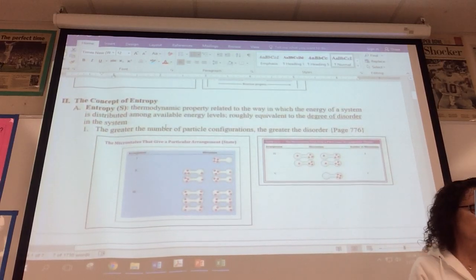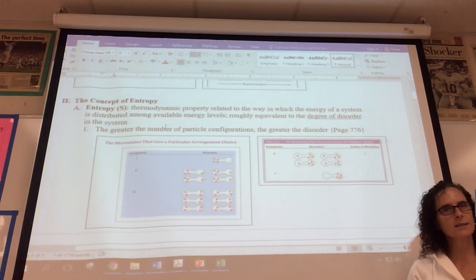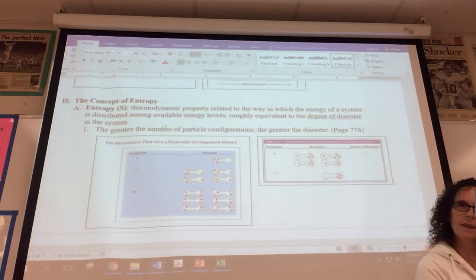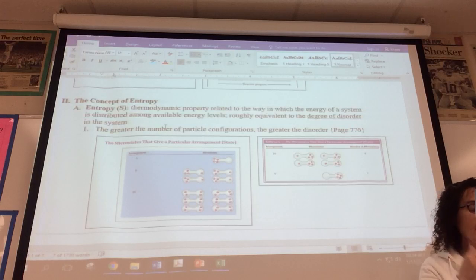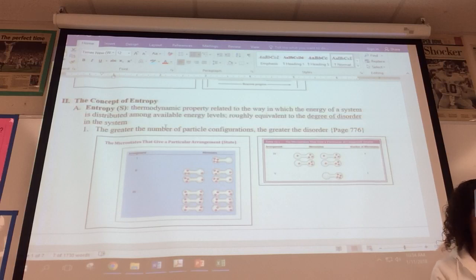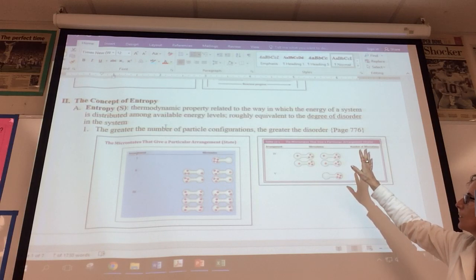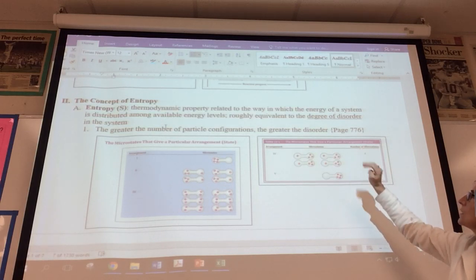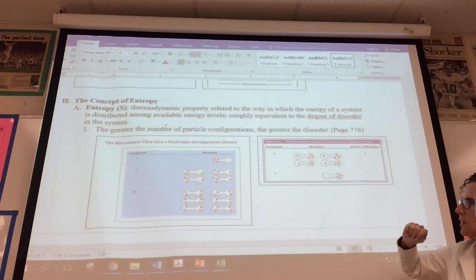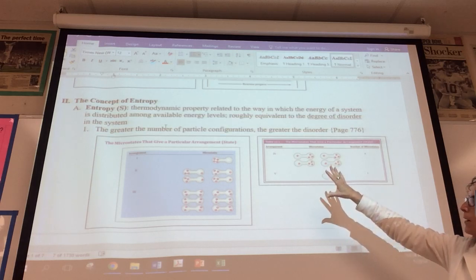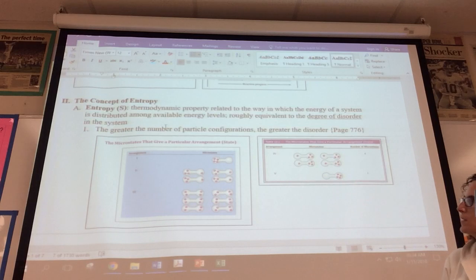Entropy is a relatively backward concept because here disorder is a good thing. In this case, when you have disorder in a system, you're talking about positive entropy. Disorder helps thermodynamic favorability, but it's not the only factor that determines thermodynamic favorability. Entropy is a measure of disorder in the system, and the greater the number of particle configurations, the greater the disorder.